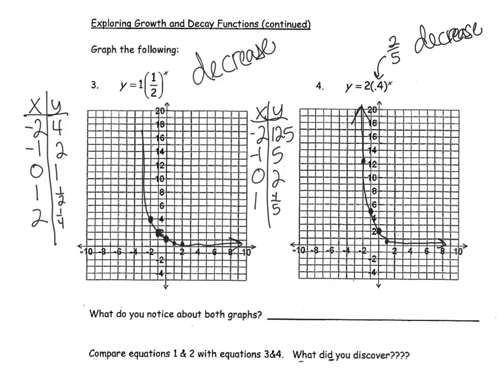Okay. So what do you notice about both graphs? They're both decreasing. Let's use the word decrease, not backward J. Tell me about the horizontal asymptote again. What is it? 0. Yep. The horizontal asymptote is the x-axis. Oh, some of it's covered up. Sorry about that.